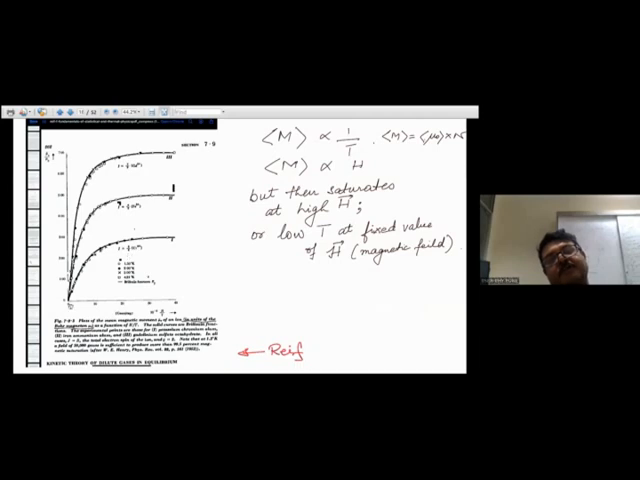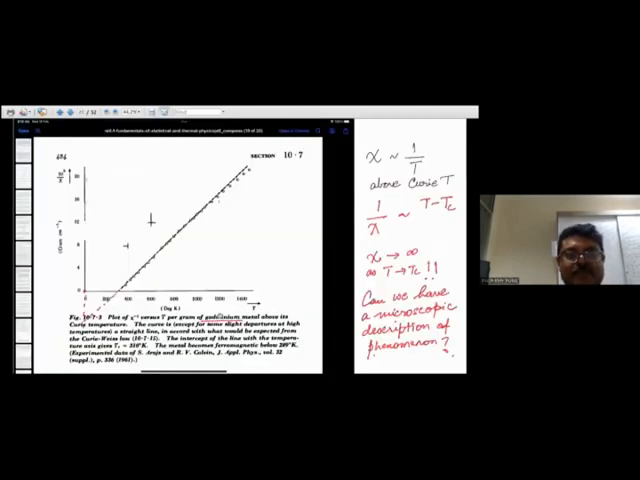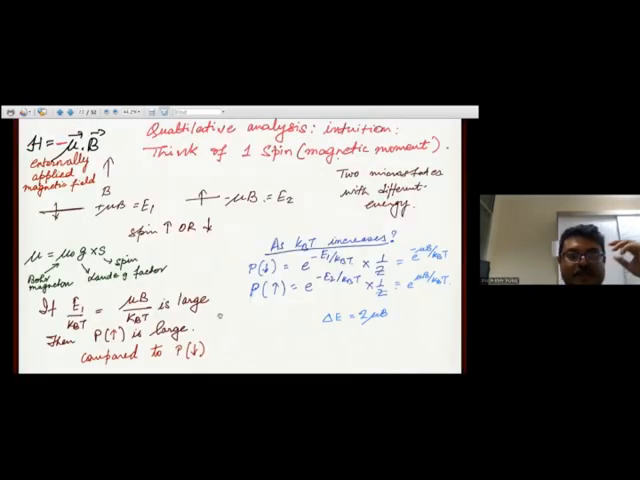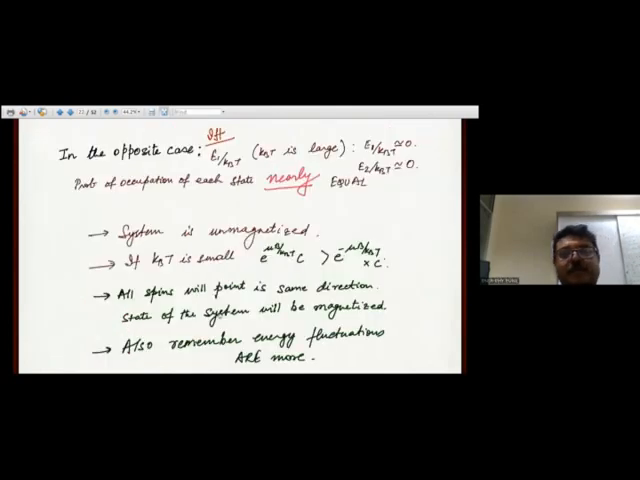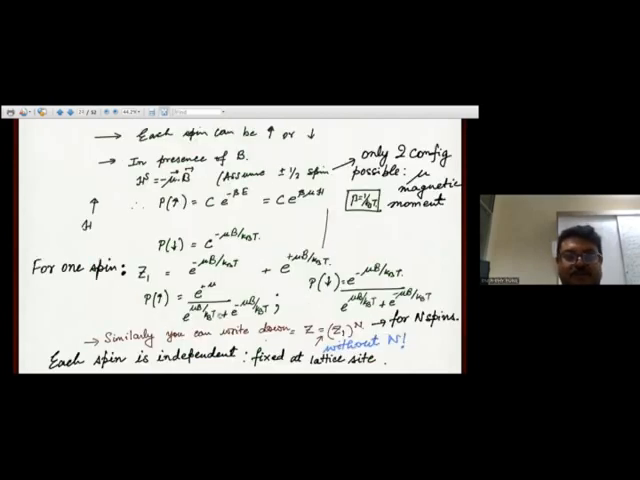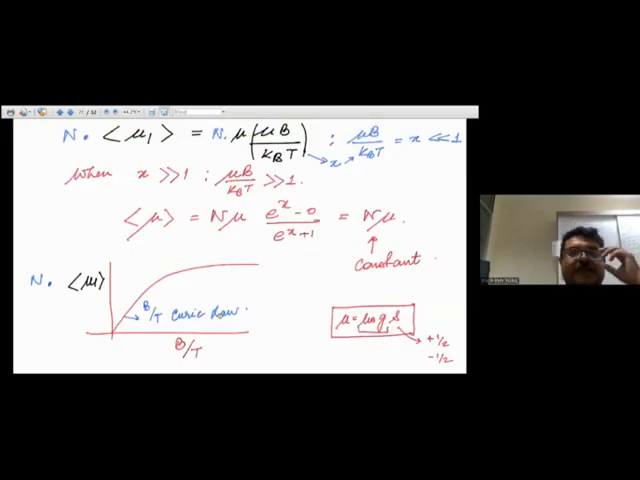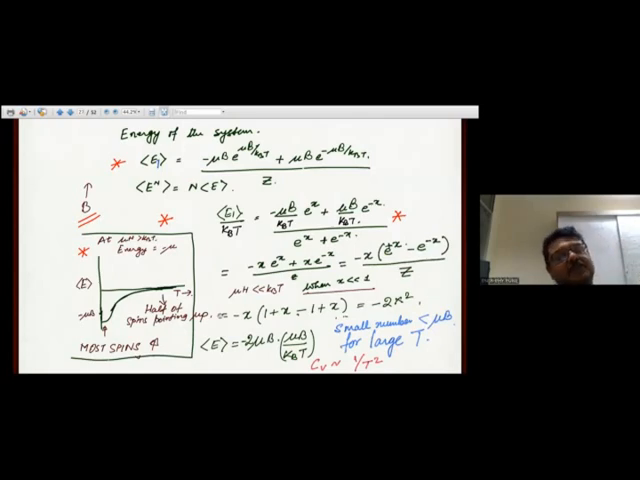But if you had half, this is the broad look of the magnetization versus H by T. And that actually matches, right? The tan hyperbolic, you can check out how tan hyperbolic looks, and you can see whether it matches or not, right?